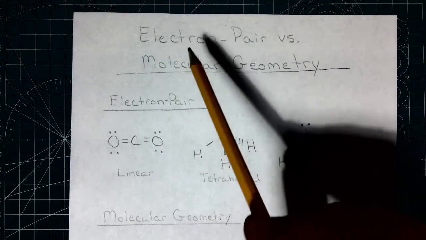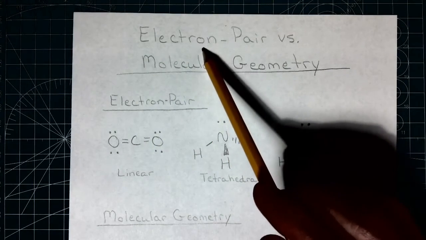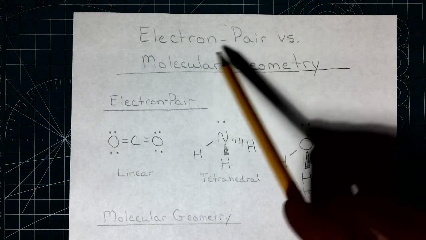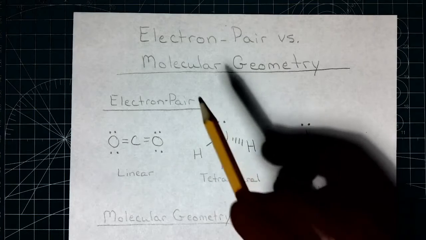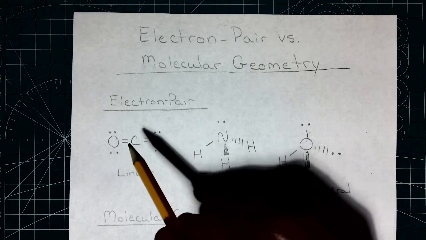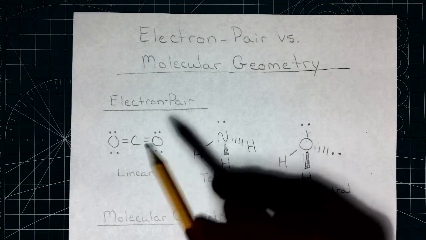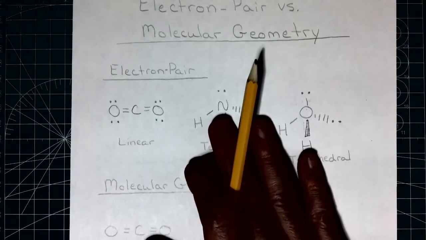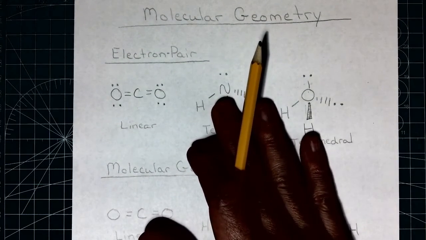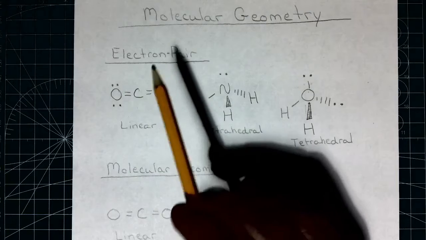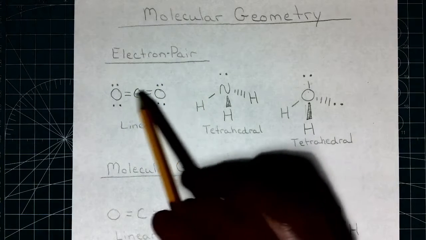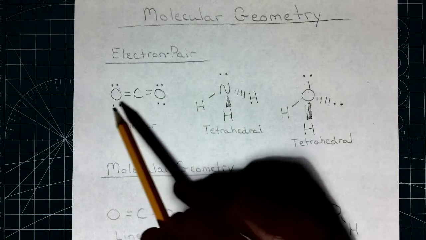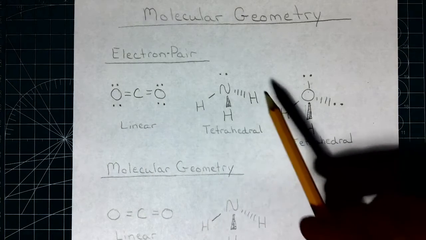So here I want to make a distinction between what we call the electron pair geometry versus the molecular geometry. So we have to consider both the atoms and the lone pairs around an atom to get its VSEPR geometry. And the electron pair geometry, when we write that out, we're going to take that all into account. So here we have carbon dioxide. We see that that's a linear molecule.